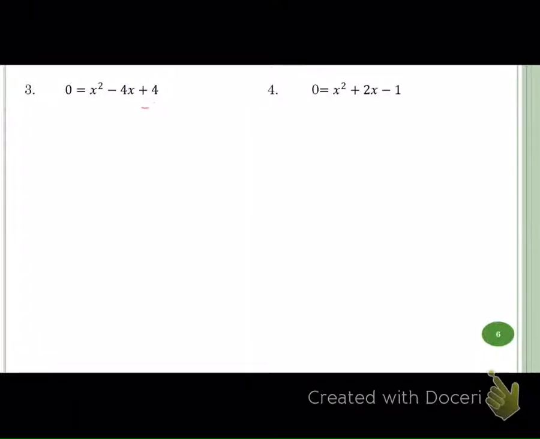Minus 4 on both sides. Wait, yeah, minus 4 on both sides. RC, what goes in my blank?